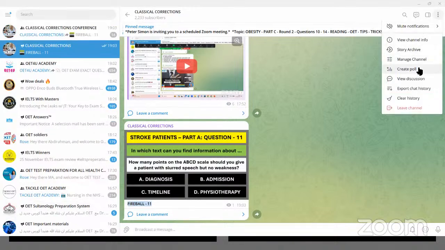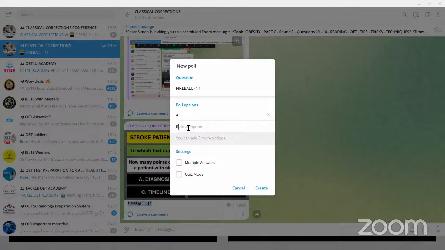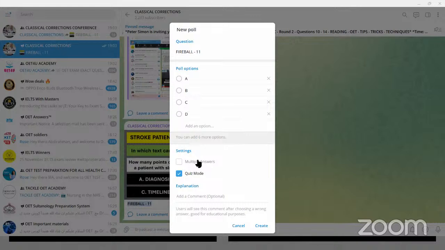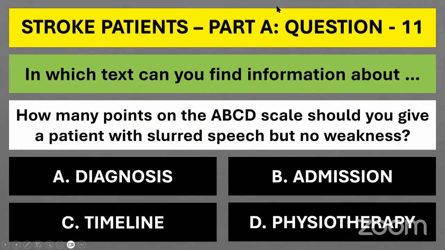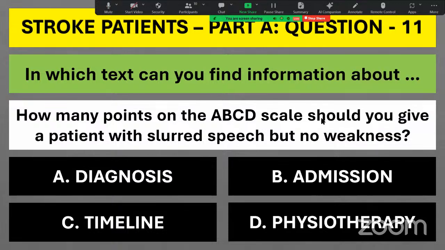I made a revision so you could understand some things. Question 11, A, B, C, D. In which text will you find this information? Just guess and tell me. So B, B, B. Very good. What about the others? Okay, let me take you to B.